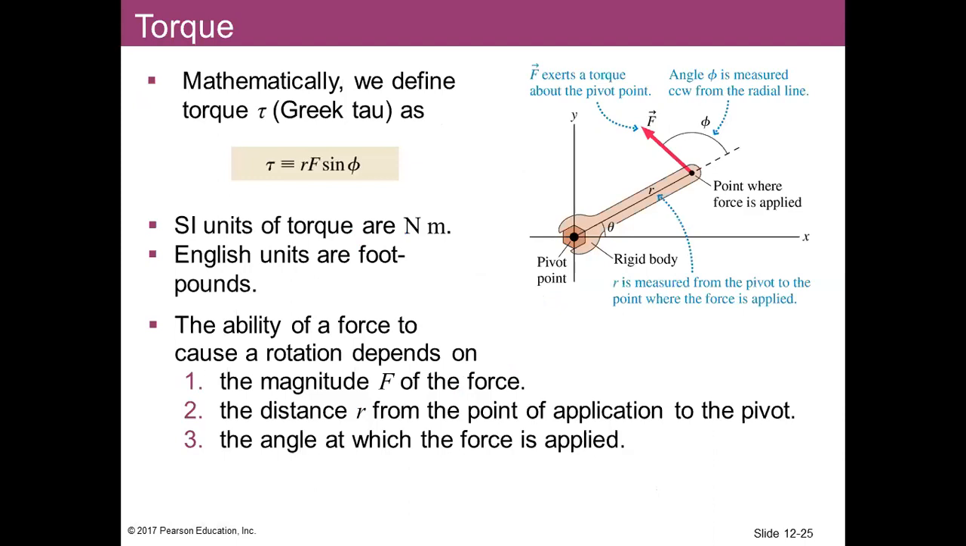So mathematically, we define this symbol of torque as tau. It is a Greek symbol. Now if F is not acting perpendicular to the distance, the lever arm R or L, then we determine the component of F, which is opposite to phi. Then we use sine of phi there.